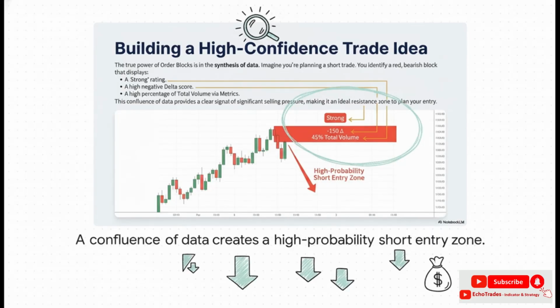And this is what that confluence looks like on a real chart. All the signals are pointing in the same direction. You have the strong rating, a massive minus 150 delta, and it's 45% of the total volume. Together, they create a crystal clear, high-probability zone to plan your short entry.